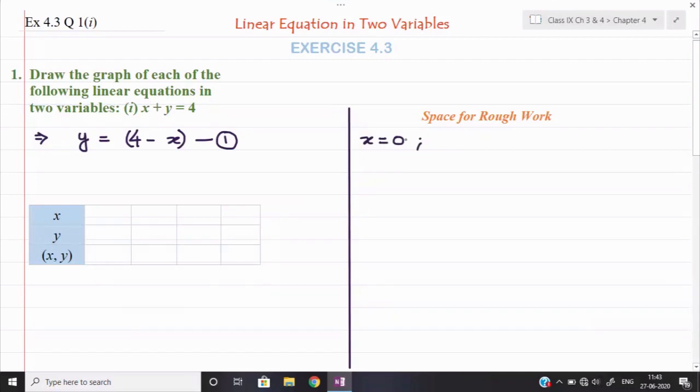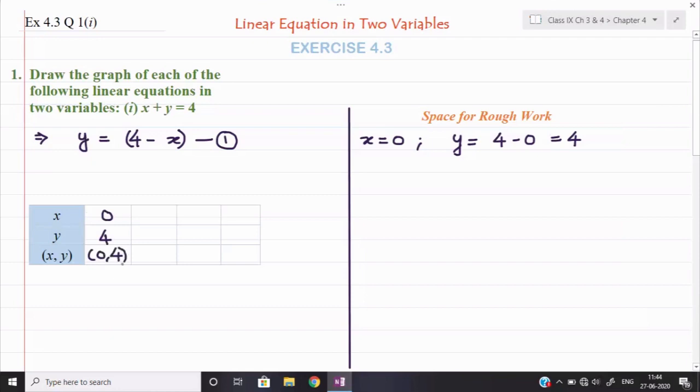Only remember you can easily plot that value on the graph paper. So suppose I take x equal to 0, this value I keep in equation 1. So value of y will be equal to 4 minus 0, so it will become 4. So at x equal to 0, I got the value of y is equal to 4, that I will fill in the table.